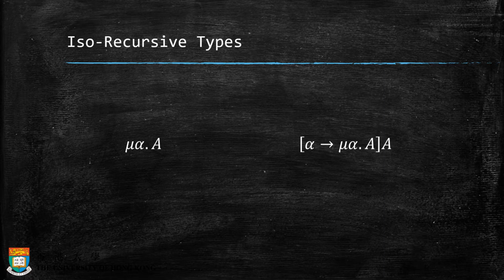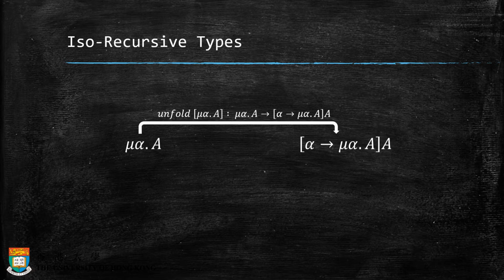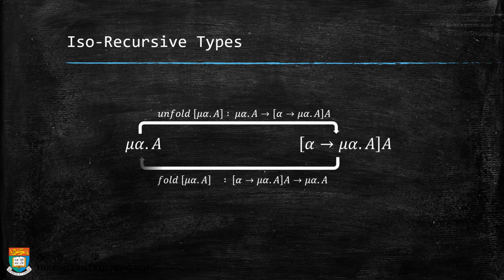In this talk, our main focus is iso-recursive subtyping. Iso-recursive type is a kind of recursive type. With iso-recursive types, a recursive type and its unfolding are only isomorphic. To convert between an iso-recursive type and its isomorphic unfolding, explicit folding and unfolding constructs are necessary.